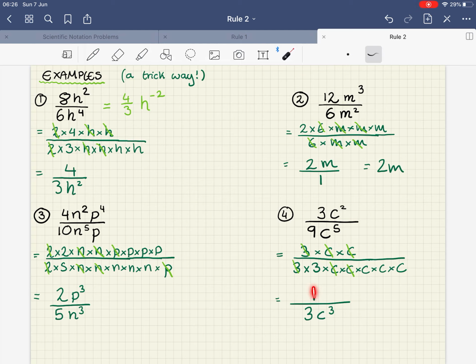So it's this bit here of having a 1 at the top that a lot of people make mistakes with. Just make sure if everything fully cancels, it is always a 1.